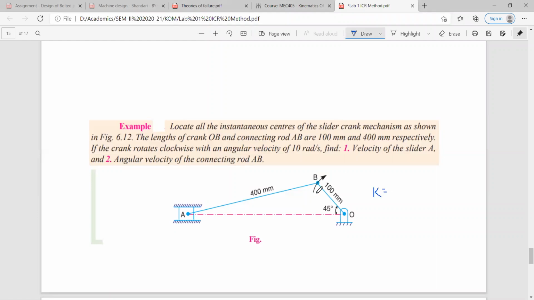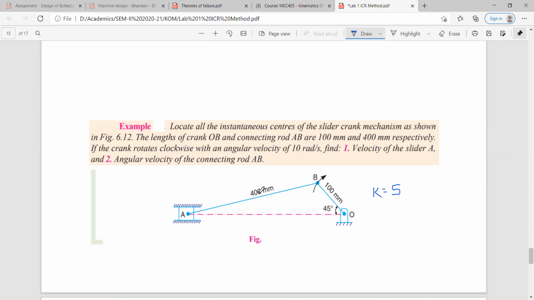So as it is 100, it is given. We will be fine with 20 mm. So your scale factor will be 5. K equal to 5. Accordingly, the length of crank will reduce to 20, and that of the AB, it will reduce to 400 divided by 5, that is 80 mm.